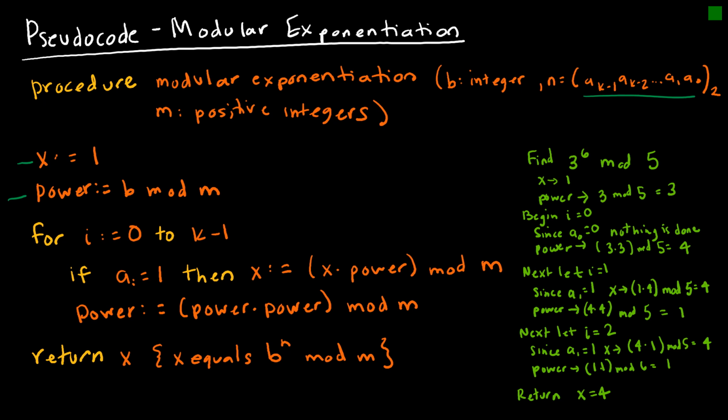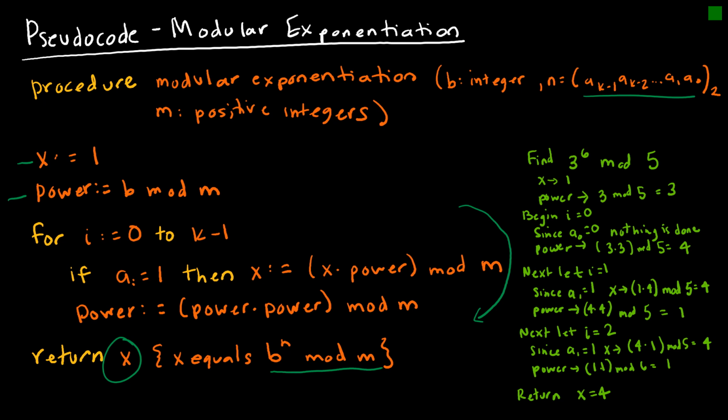And then it says basically for all of the values, so for the index of 0 through the rest of them, if a sub i is equal to 1, so for that index, if the value is equal to 1, then x is going to be x times the power mod m, and the power is going to be the power times the power mod m. And you're going to continue through this loop until you've gone through all of the values. And our return will be x, which will be b to the n mod m.